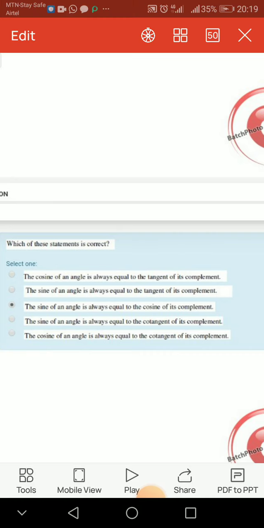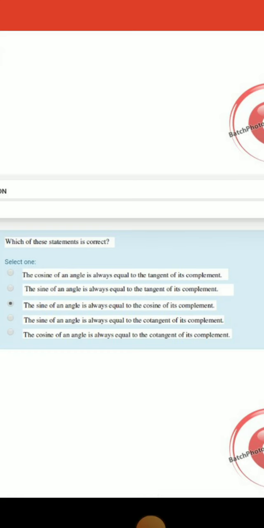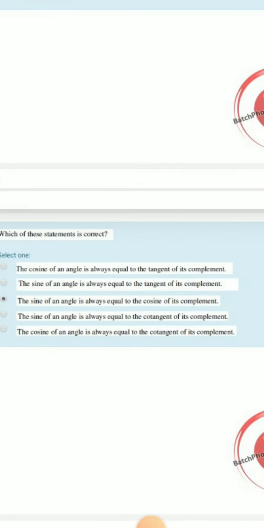A says the cosine of an angle is always equal to the tangent. No, no, no. The answer there is the sine of an angle is always equal to the cosine of its complement. That is correct. Okay, the sine of an angle is equal to the cosine of its complement.